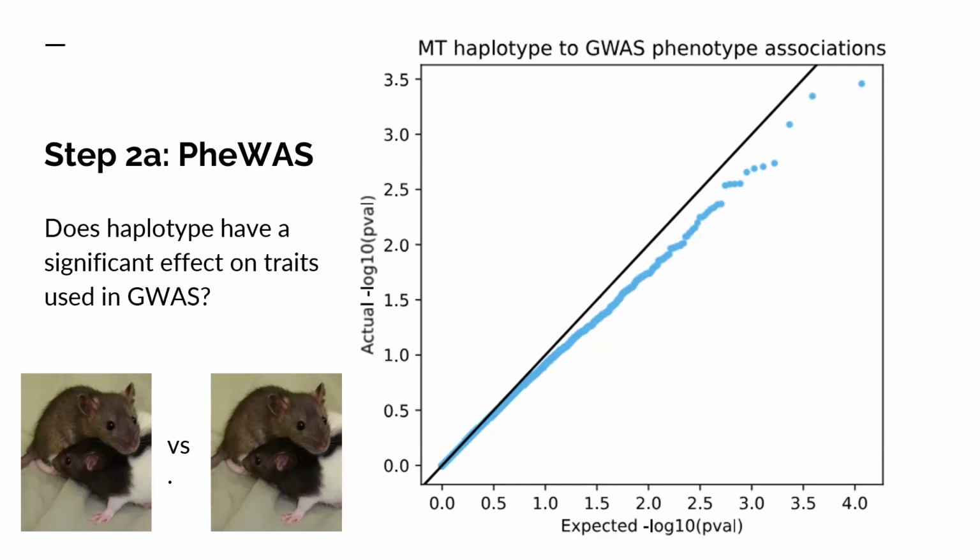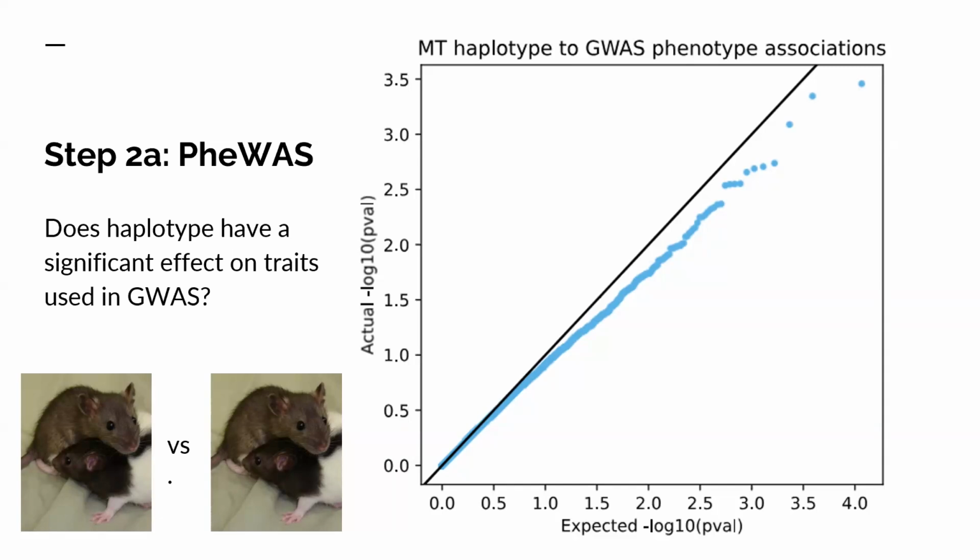Anyway, so we separate the rats into two groups. This group over here has all the mitochondria 1, this group over here has the mitochondria 2, and you say, do these two groups have different phenotypes? And the answer is no, because you can take all the p-values they generate from this, and you say, what did I expect this to look like under the null hypothesis? And it looks like that.